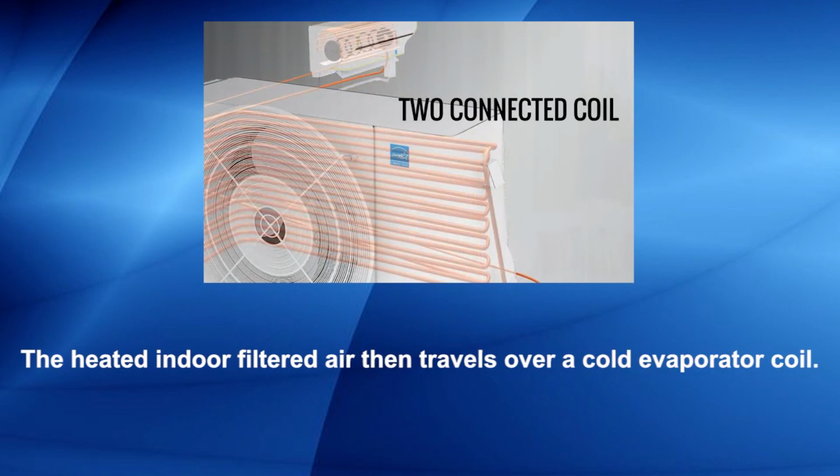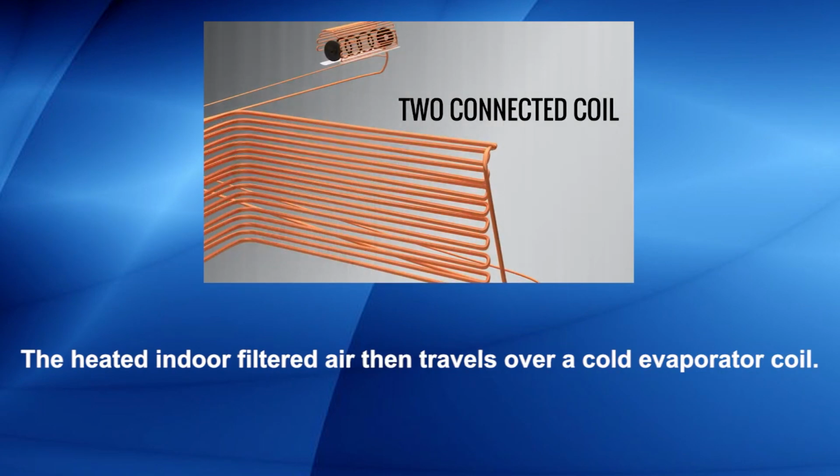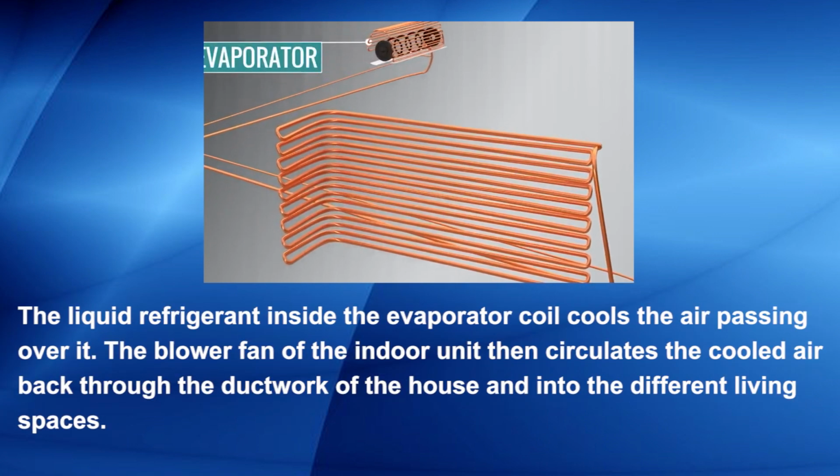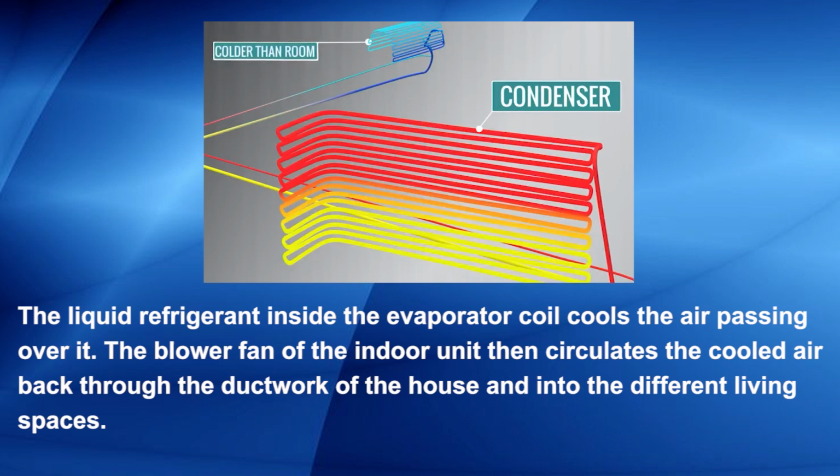In the second step, the fan on the indoor unit pulls hot air through return air ducts from the home. The heated indoor filtered air then travels over a cold evaporator coil. After that, the liquid refrigerant inside the evaporator coil cools the air passing over it. The blower fan of the indoor unit then circulates the cooled air back through the ductwork of the house and into the different living spaces.